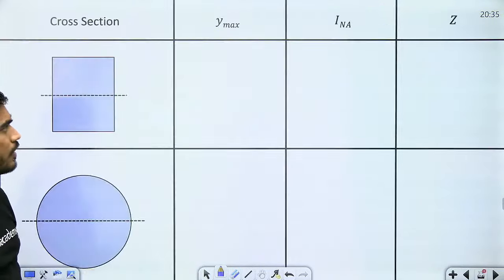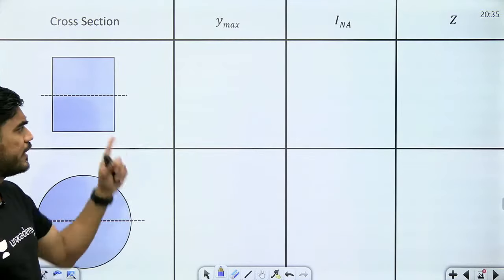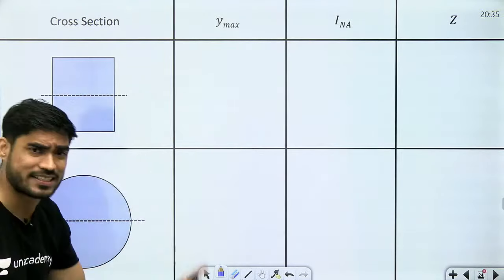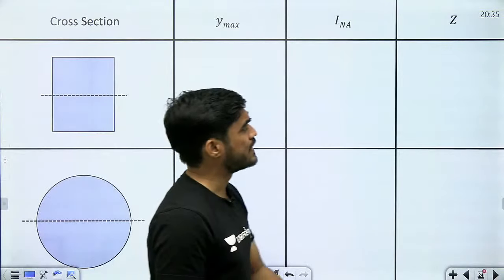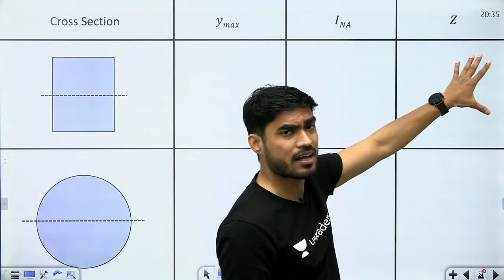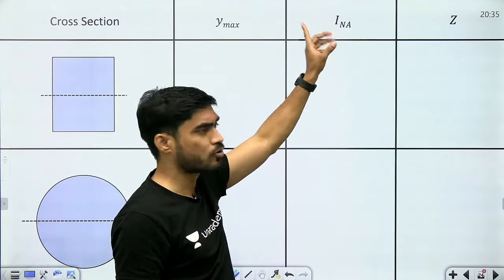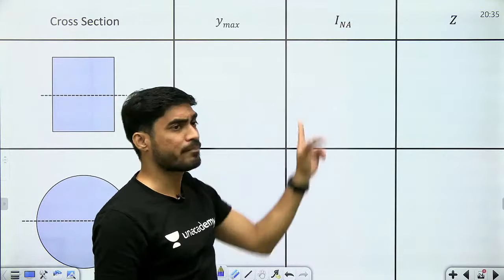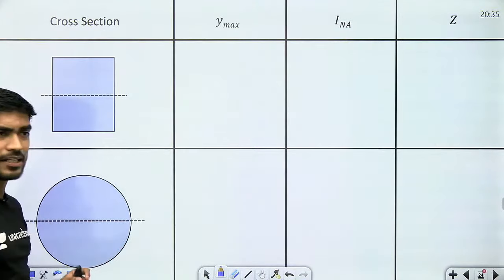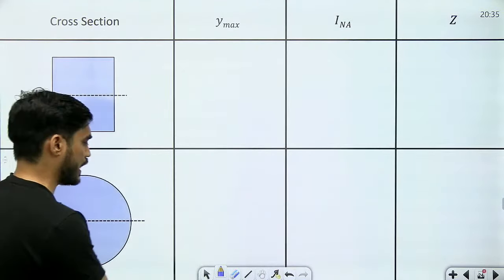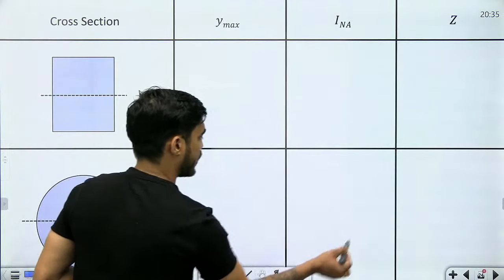Now another very important thing, you need to remember the equations of moment of inertia. Now, the equation of z even if you don't remember it is fine, because you can calculate z by I upon y maximum, but in order to calculate that you need to remember the equation of I. So let me tell you the equation of I for different sections.